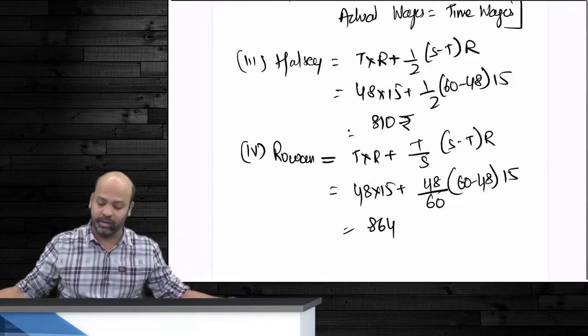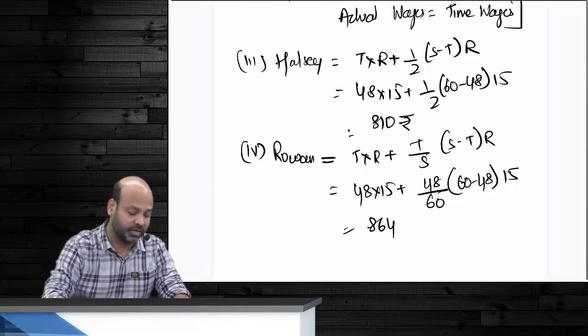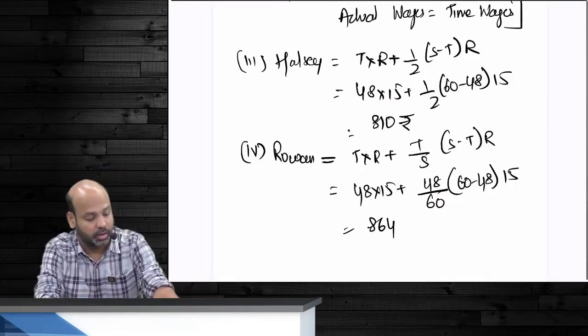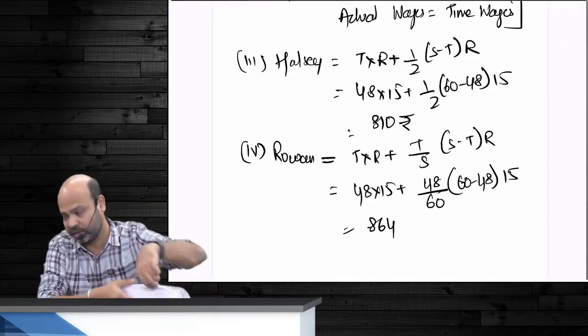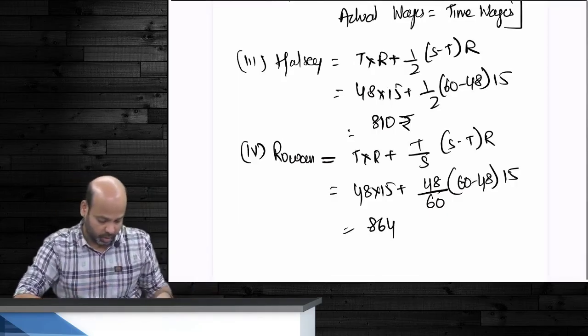Total earnings under Halsey scheme, 810. What will be the suggestion in the last bit? Companies should follow Halsey scheme as it is resulting in a lower wage.